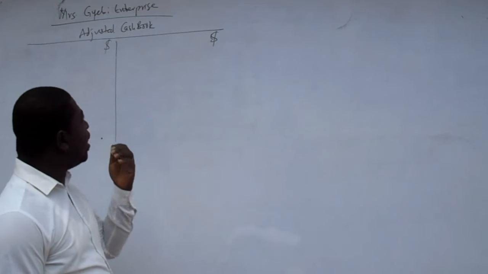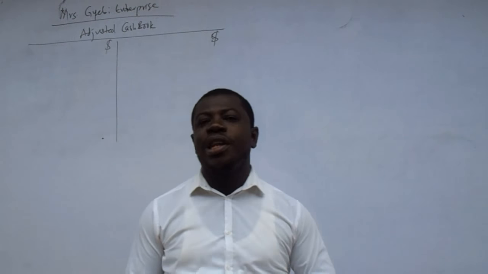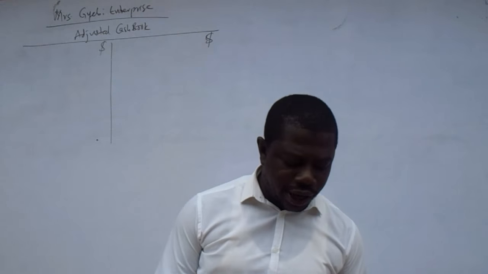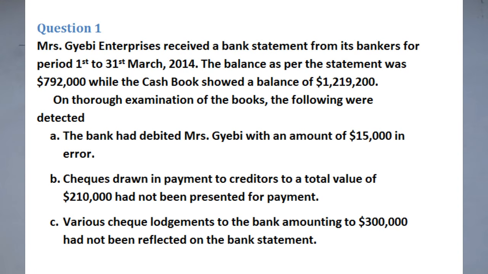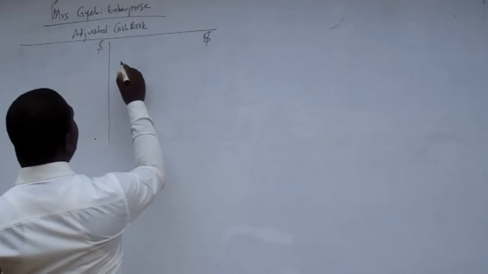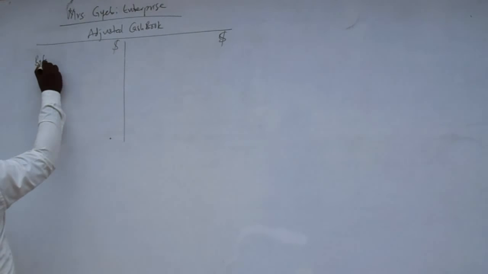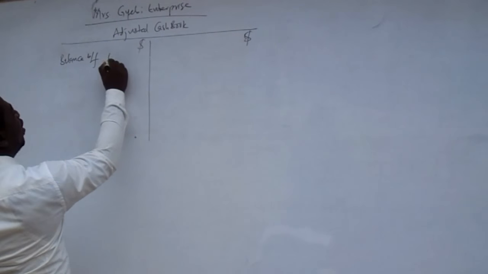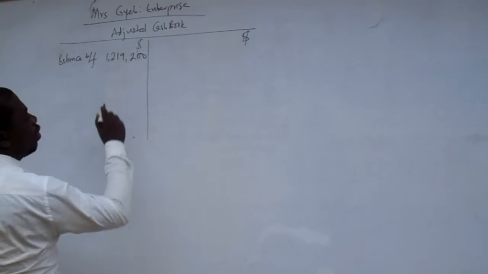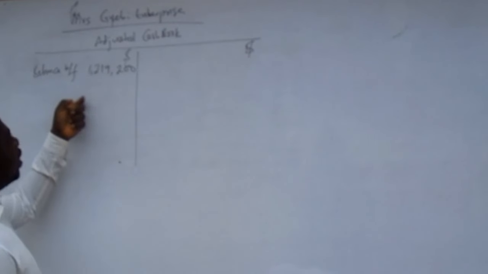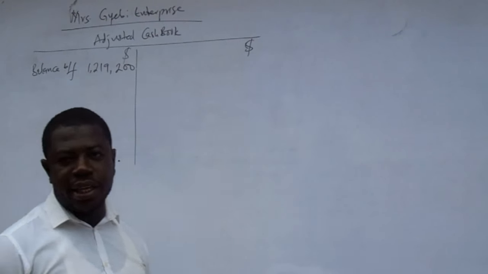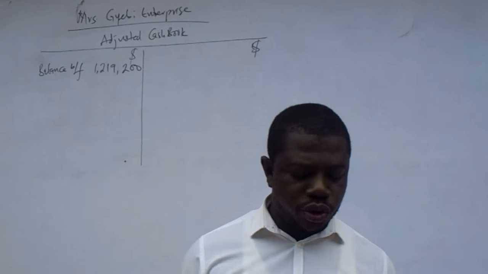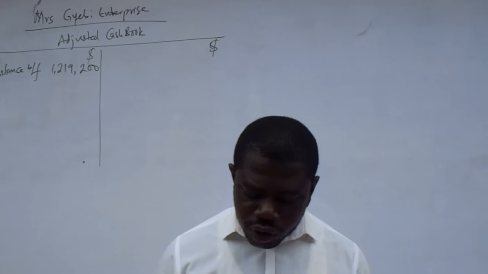Okay, so this is the adjusted cash book, and we always begin with the balance as per the cash book in the question. We are told that the cash book showed a balance of $1,219,200, and that is at the debit side. So we have a balance brought forward of $1,219,200. Having written the balance, let us go back to the question and pick out the items that will appear in the adjusted cash book, and let us know the ones that will also go to the bank reconciliation statement. So we are back to the question.